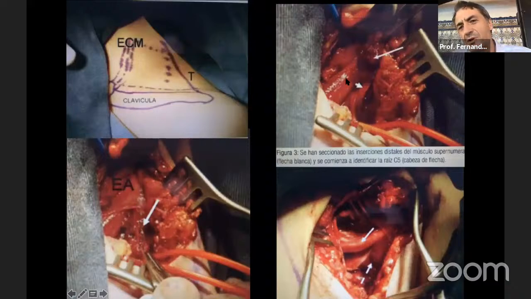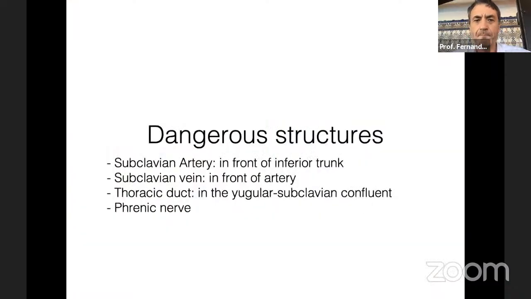And in this picture, we can see the anterior scalenus muscle, the accessory muscle resected, and the brachial plexus here, and the posterior scalenus muscle here. So again, the tip is, if you can find the phrenic nerve, you can follow it proximally until you find the C5 root.